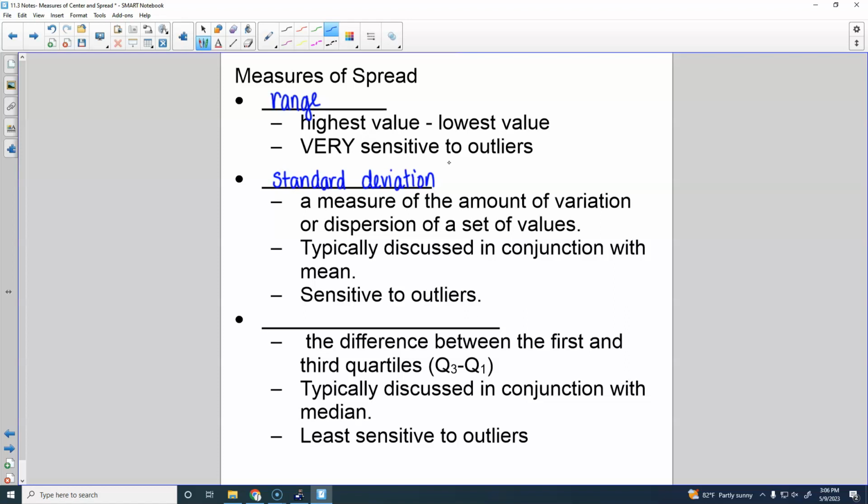And then the most resistant to outliers is what we call the interquartile range. And the interquartile range is basically the length of your box in a box plot. It is the middle 50%. So to find the interquartile range, you take the third quartile and subtract the first quartile. And usually this is going to be discussed with median.